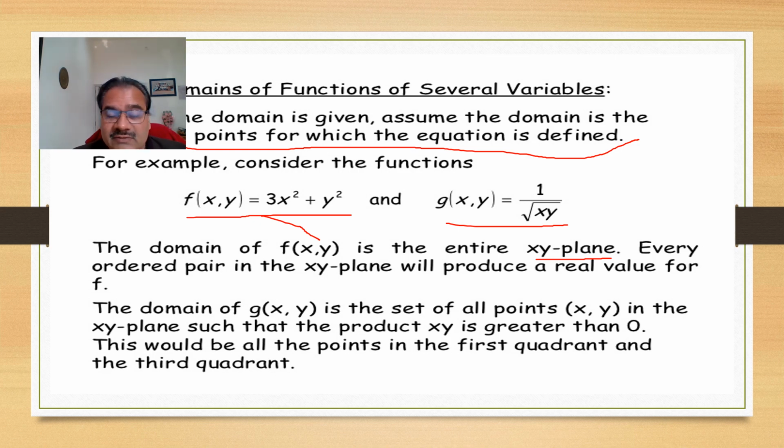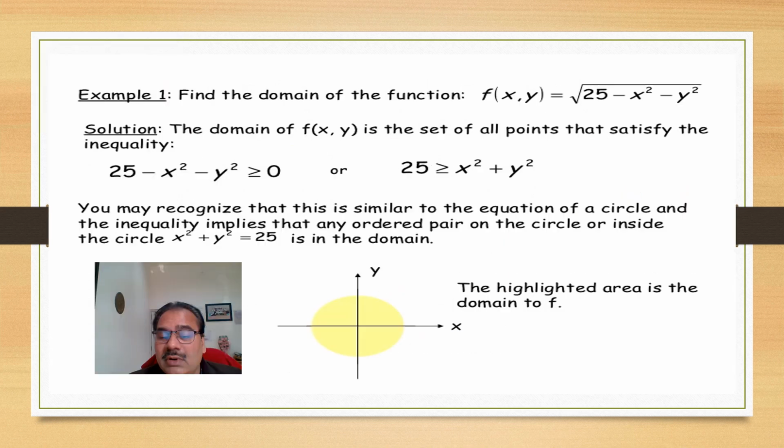The domain of g of x, y is different. The domain of g of x, y is the set of all points (x, y) in the xy plane such that the product xy is greater than 0. This is elementary, because the quantity is under the surd, which means this should be greater than 0 here. This would be all the points in the first quadrant and the third quadrant. So this is the interpretation of the domain of this function of several variables.